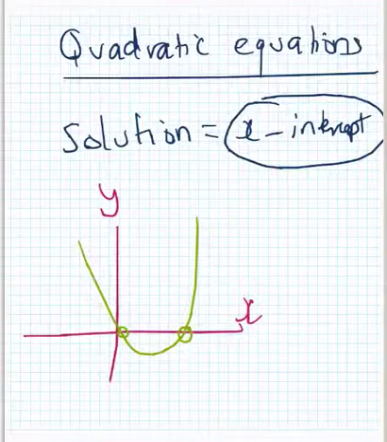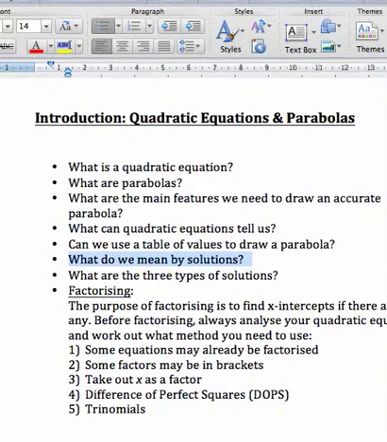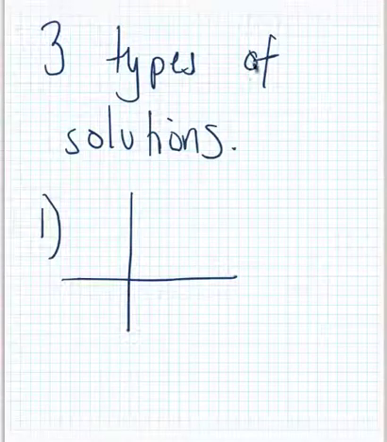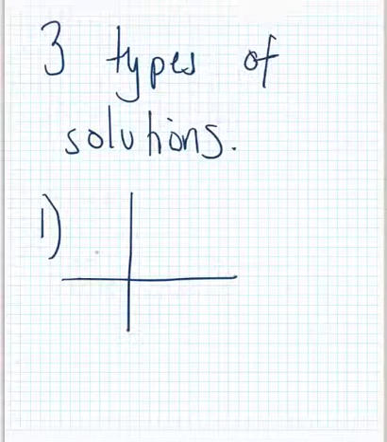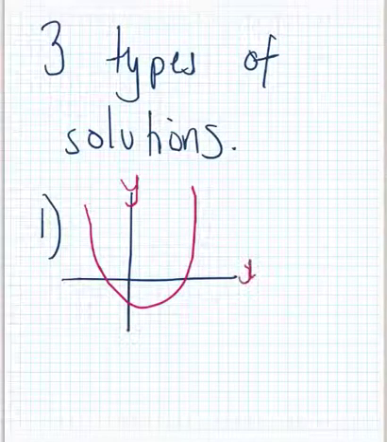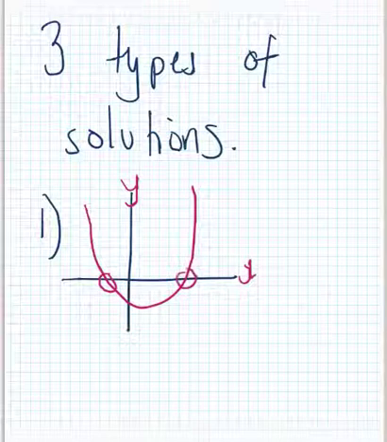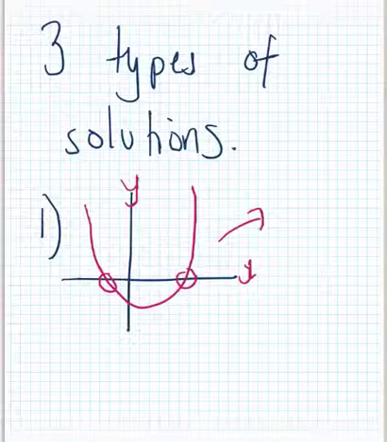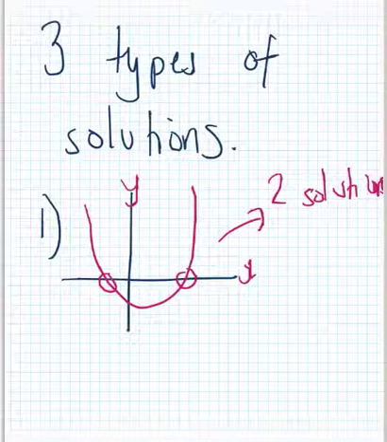Okay, but before we look at that, the next point is, what are the three types of solutions? There are three different types of solutions we can have. So the first type of solution we can have is one where we just looked at this one. There was two x-intercepts. Okay, so two solutions is one option, or two x-intercepts. So two solutions.